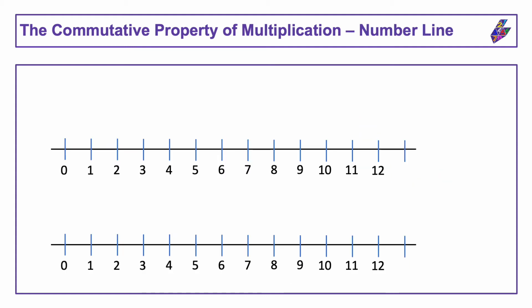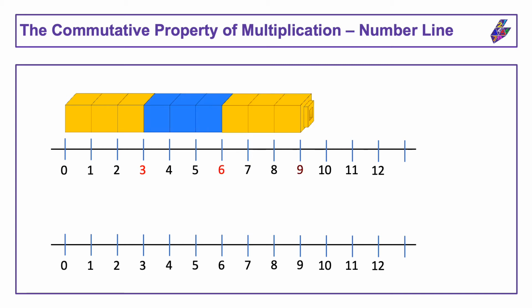To understand this further and see it in a different way, we'll explore it using cubes along a number line. In the first set, we're going to put together groups of 3 cubes at a time. 1 group of 3 is 3 cubes. 2 groups of 3 is 6 cubes. 3 groups of 3 is 9 cubes, and 4 groups of 3 is 12 cubes. So 4 times 3 equals 12.